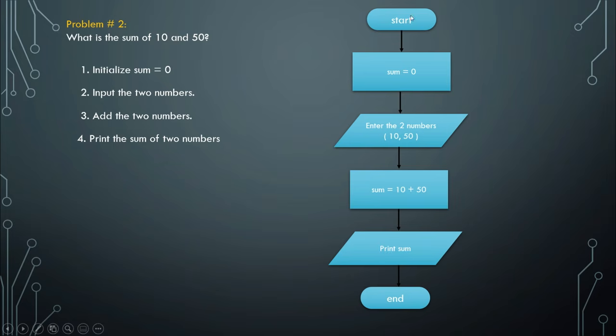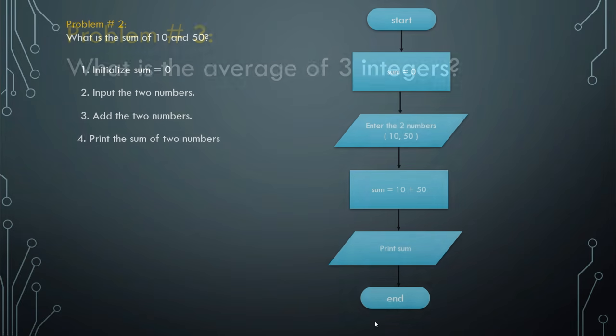So, kayo, kunyari, hindi pa kayo developer. Pag binasa niyo to: start, sum is equals to 0. Enter the two numbers, 10 and 50. Sum is equals to 10 plus 50. Print sum. Diba kahit hindi kayo developer, maiintindihan niyo to eh. And si developer, of course, gets niya to. Algorithm and pseudocode.